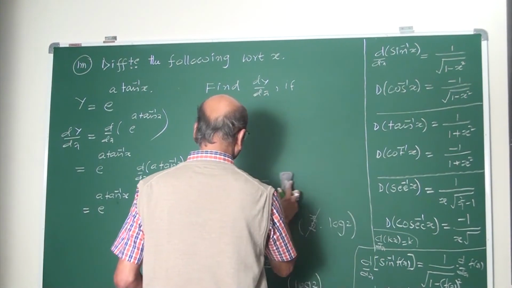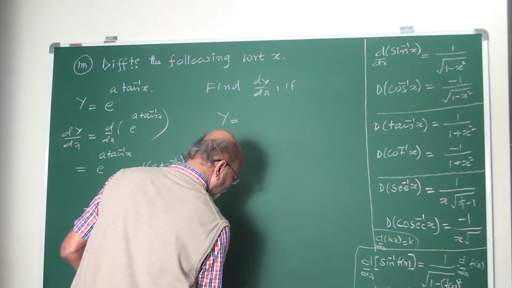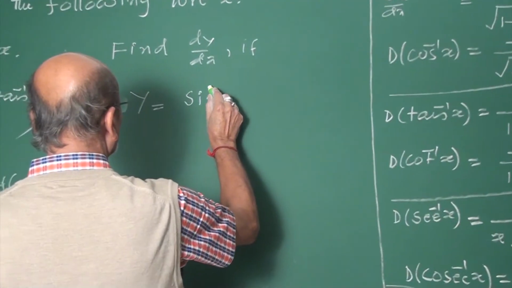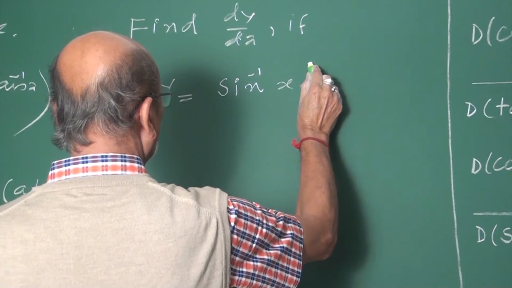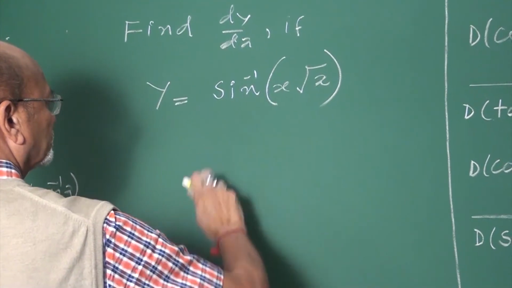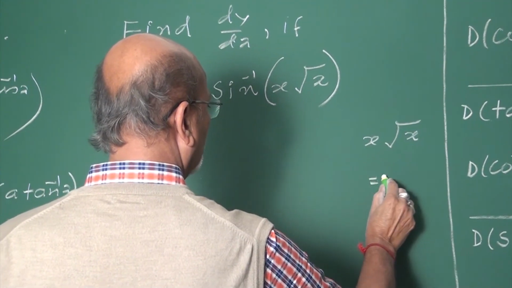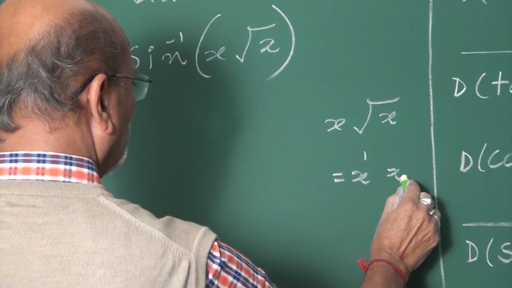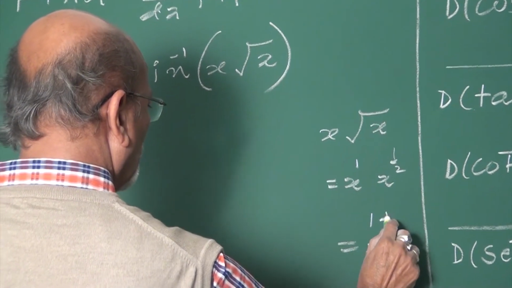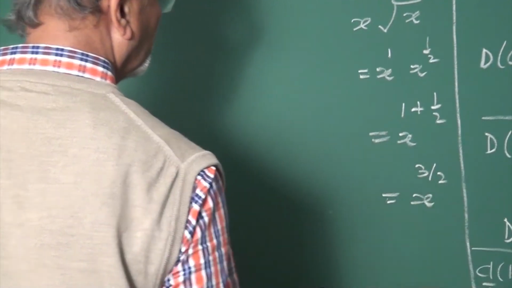y equal to sin inverse x into root x. My friends, you have to simplify this. x into root x is x to the power 1 into x to the power half. By laws of indices, it is 1 plus 1 by 2, which is x to the power 3 by 2.